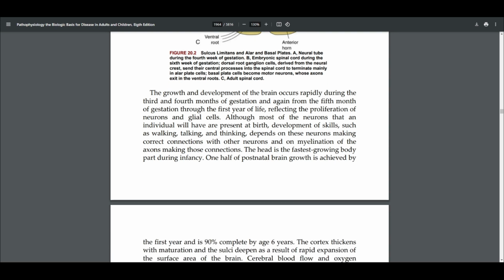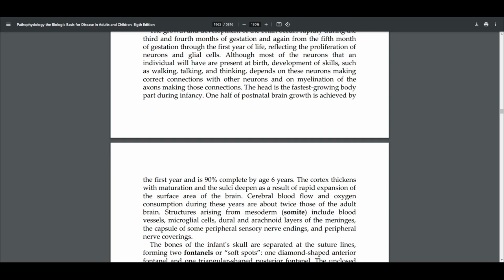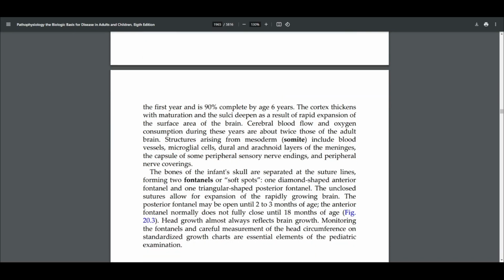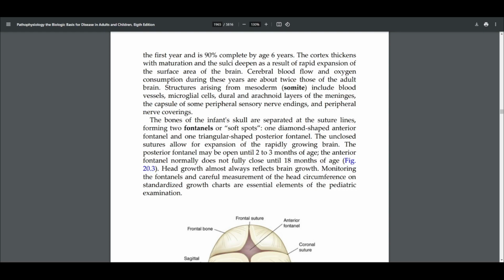The head is the fastest growing body part during infancy. One half of postnatal brain growth is achieved by the first year and is 90% complete by the age of 6. The cortex thickens with maturation and the sulci deepen as a result of rapid expansion of the surface area of the brain. Cerebral blood flow and oxygen consumption during these years are about twice those of the adult brain. Structures arising from the mesoderm include blood vessels, microglia cells, dural and arachnoid layers of the meninges, the capsules of some peripheral sensory nerve endings, and peripheral nerve covering.